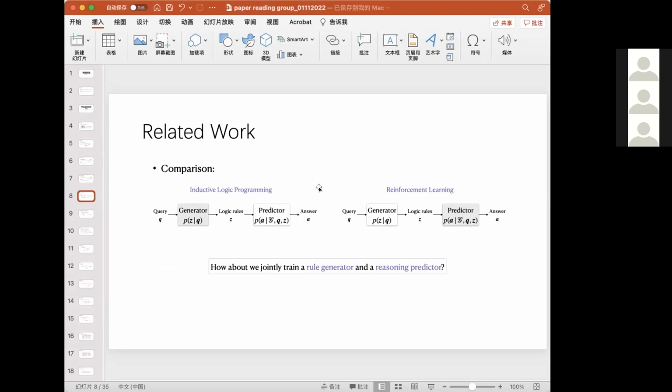In summary, inductive logic programming usually has a very strong reasoning predictor, while reinforcement learning usually proposes a very strong rule generator. In this paper, the authors propose to jointly train both the rule generator and the reasoning predictor in order to better learn rules as well as conduct reasoning over the knowledge graph.